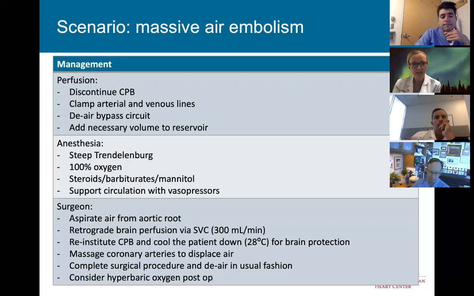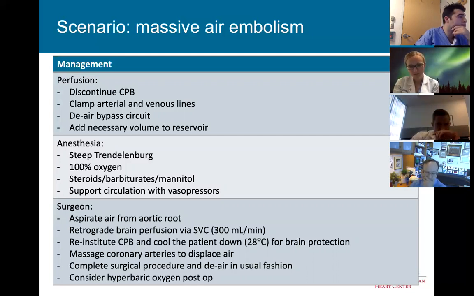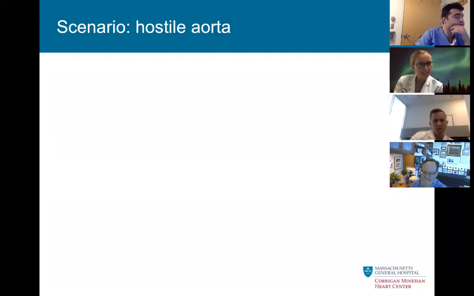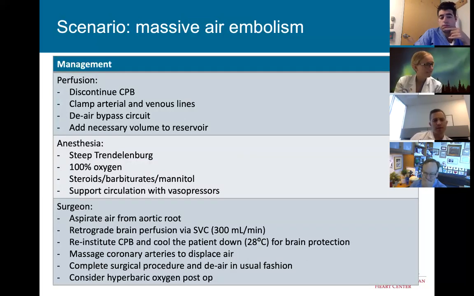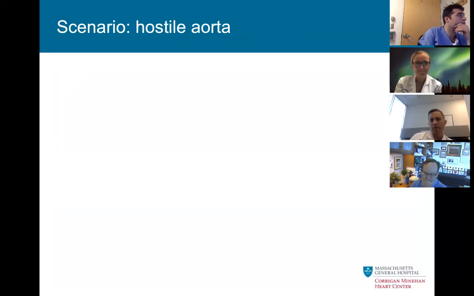And then on our side, you can aspirate air from the root, do retrograde brain perfusion, reinstitute bypass, cool the patient with brain protection. And then all the de-airing maneuvers that we talked about, and then thinking about hyperbaric oxygen post-operatively is another component to think about. You don't have this on there, but people talk about aspirating the PA or the central line. Mm-hmm. Yeah, I've seen that definitely on there as part of the options that you could do. You could add that.